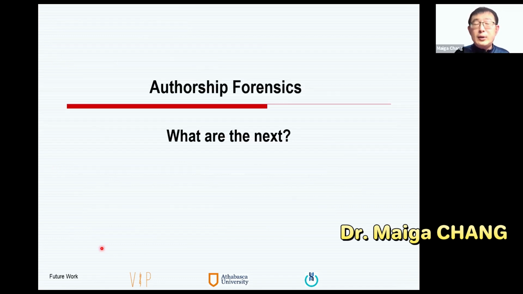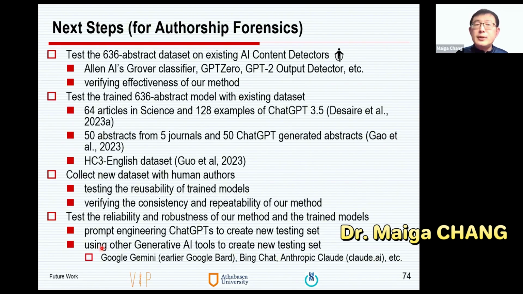So what are we going to do next? The first thing is we have this 636 arbitrary data set. We want to test this data set on the existing AI content detectors. We want to see whether or not we are so good. Are we so good? Can we beat everyone else in the market? That is our first goal.